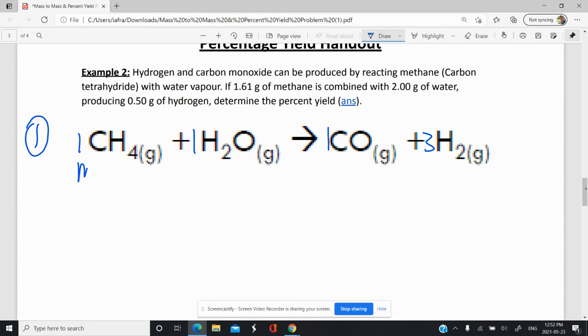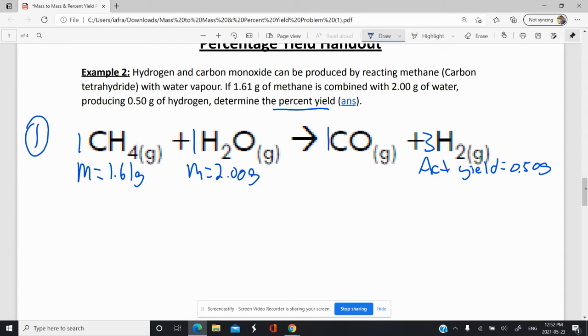So we know that our mass is 1.61 grams of methane, and then it's reacting with 2.0 grams of water. We're told that we have a mass of hydrogen produced. We're told that basically we did this lab and we produced 0.50 grams. So what is that called when we produce? We already produced it, we collected it. Right, that would be our actual yield. Actual yield is 0.50 grams. And we want to find the percent yield.